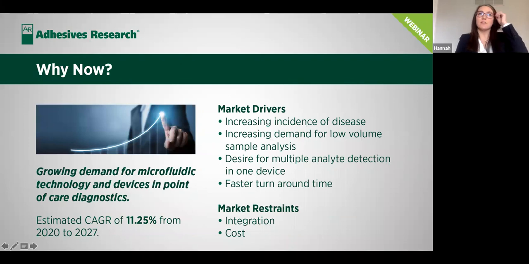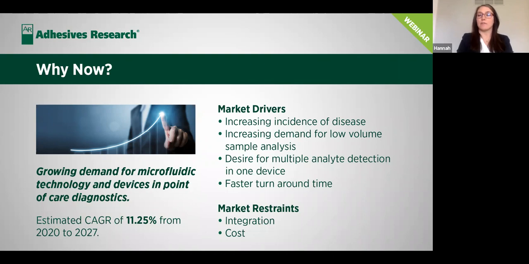So we wanted to just frame for you why we felt this was relevant today. We have seen a very large growing demand for microfluidic technology and devices in point of care diagnostics, with a growth rate of 11.25% projected from 2020 to 2027. We are all kind of living and breathing in a different time right now. And I know that you are feeling the pressures of those demands on your business to deliver these technologies.